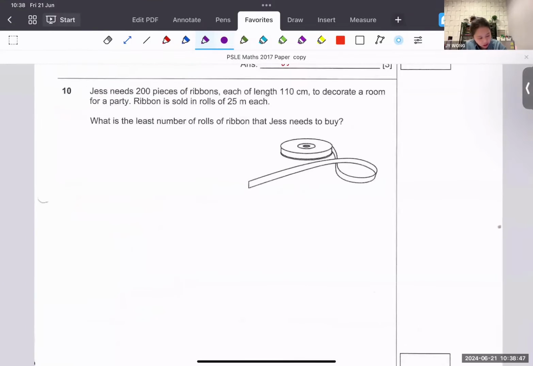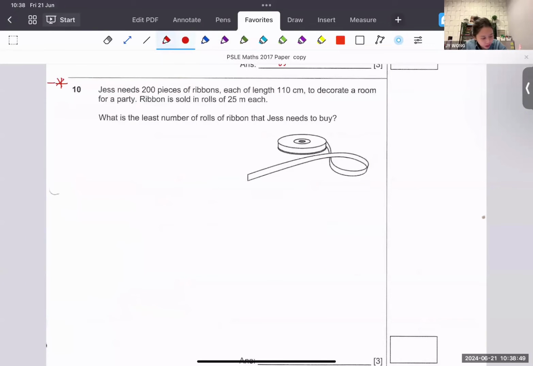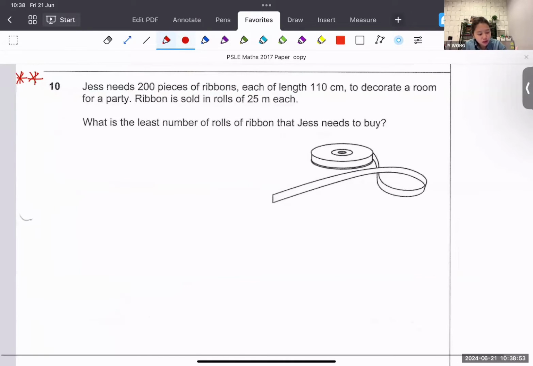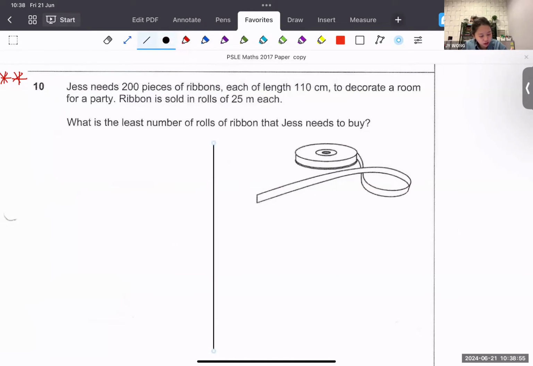Put a star to this. Okay, I will tell you why. Can you type your answers in? I will go through the way that most students do. And the answer is wrong.